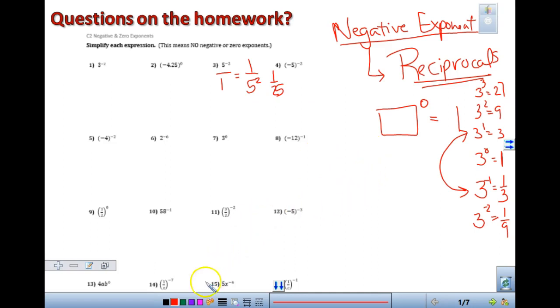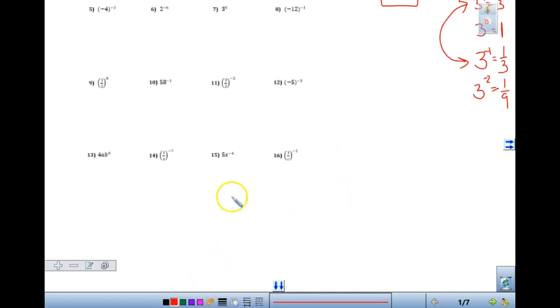The one that has come up the most in most of the classes was number 15. And here was what the problem was. It's really 5. What power is 5 to if there's nothing there? 1 or 0? 1. And then you have this x to the negative 4. So this is really what that problem looks like: 5 over 1 times x to the negative 4. And what I had for a lot of people, their answer was 1 over 5x to the 4th. And that's not right. The reason it's not right is we can't move the 5 down. We're just moving the x.